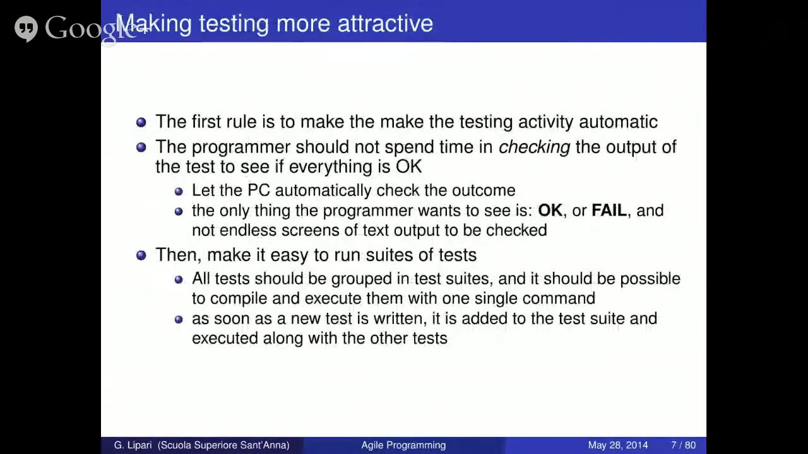So can we make testing a little bit more attractive? So the idea is to use automatic testing as much as we can. This doesn't solve all the problems, of course, but makes the testing activity a little bit better. So the first thing is the programmer should not spend time in checking the output of the test to see if everything is okay. So using, for example, a library like Catch that you have used in the second assignment, it's very convenient because you embed the checking in the test itself. And so the only thing the programmer wants to see when he runs the test is okay or fail. He doesn't want to see endless screens of text output that he has to check manually.